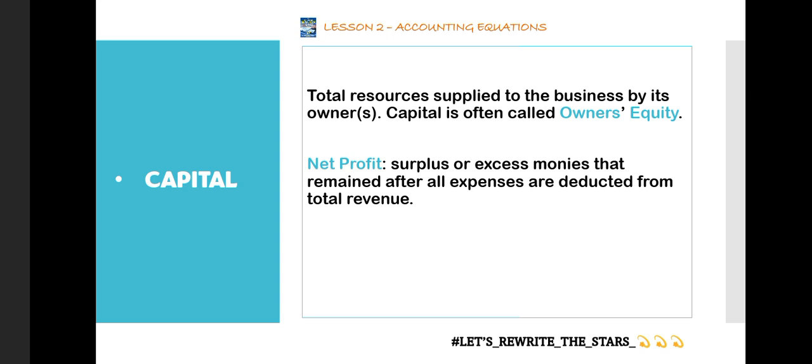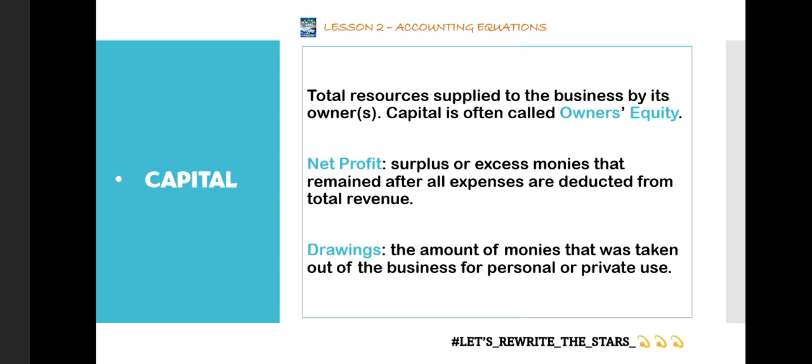And this net profit doesn't belong to the business. It belongs to the owner, because the owner is interested in the profit. Are we getting it? So the net profit refers to all the remaining money that comes after all expenses are deducted from the total revenue. I hope this is very clear. And then the last but one thing we'll be talking about here would be drawings.